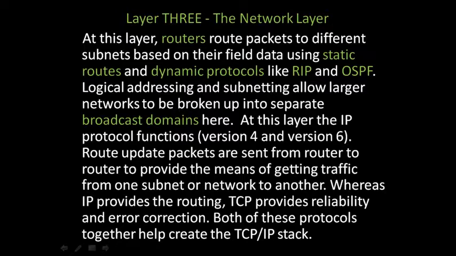At this layer, the IP protocol functions, both version 4 and version 6. Route update packets are sent from router to router to provide the means of getting traffic from one subnet or network to another. Whereas IP provides the routing, Transmission Control Protocol, or TCP, provides reliability and error correction. Both of these protocols together help create the TCP/IP stack.